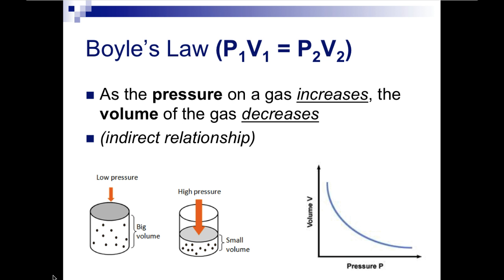All right, let's look at the second gas law, which is Boyle's law. Boyle's law says P1 times V1 equals P2 times V2. So that means that as the pressure on a gas increases, the volume of the gas decreases. There is an indirect relationship here, and we can see that by this graph. We increase our pressure, our volume goes down. Low pressure, big volume, high pressure, small volume.